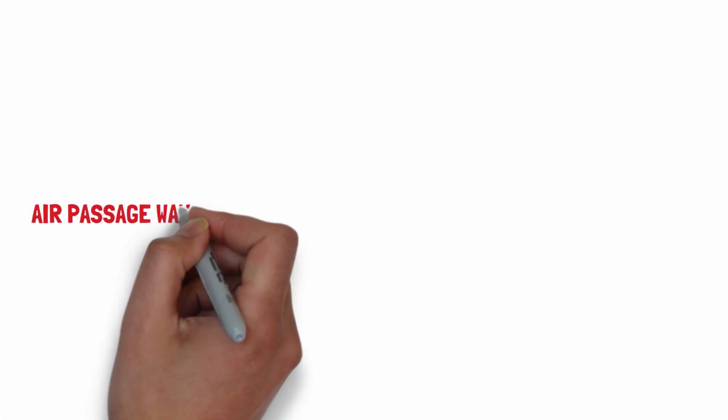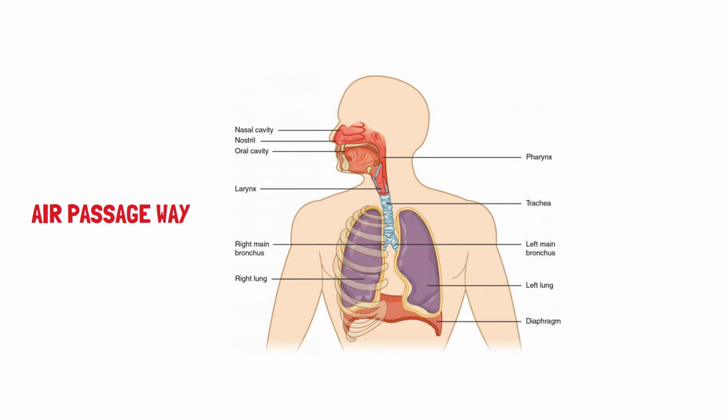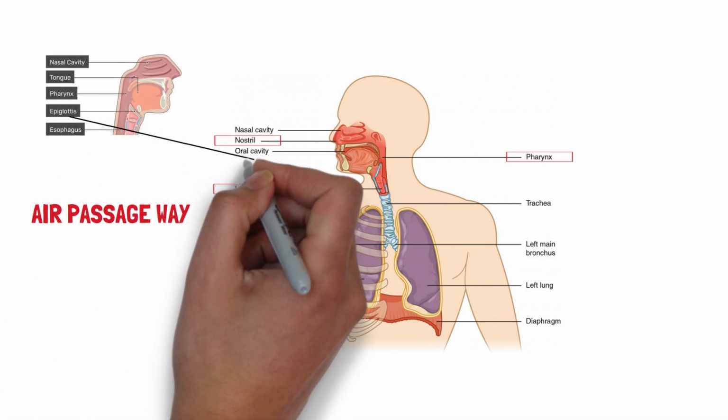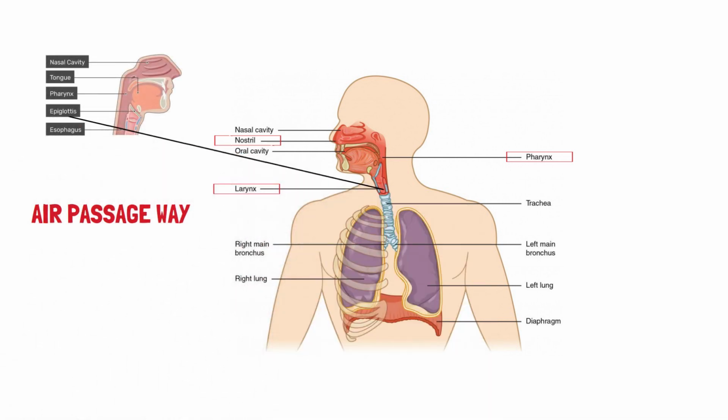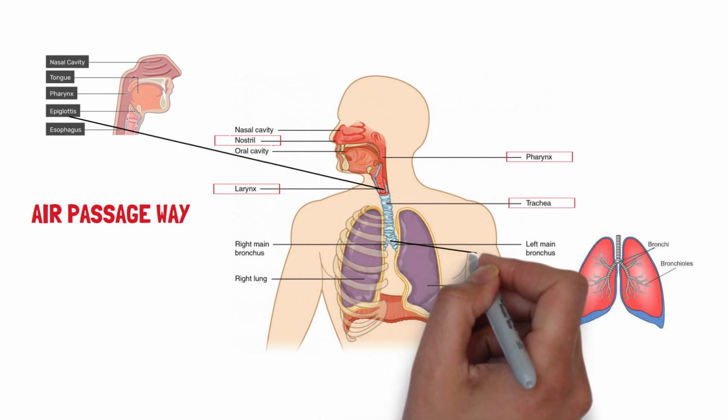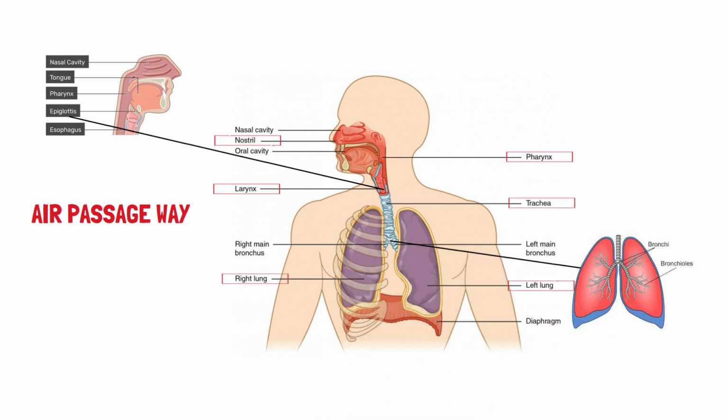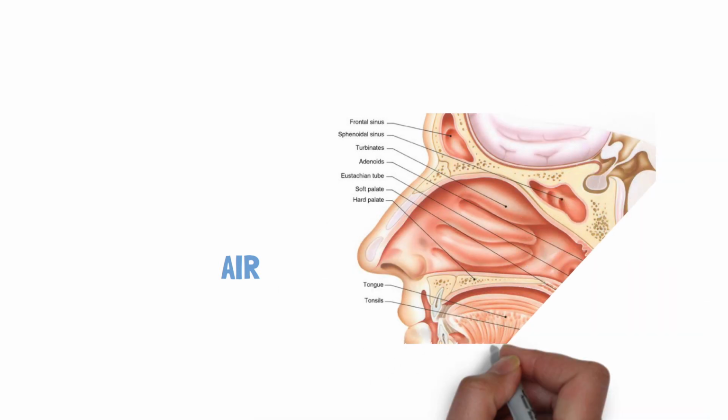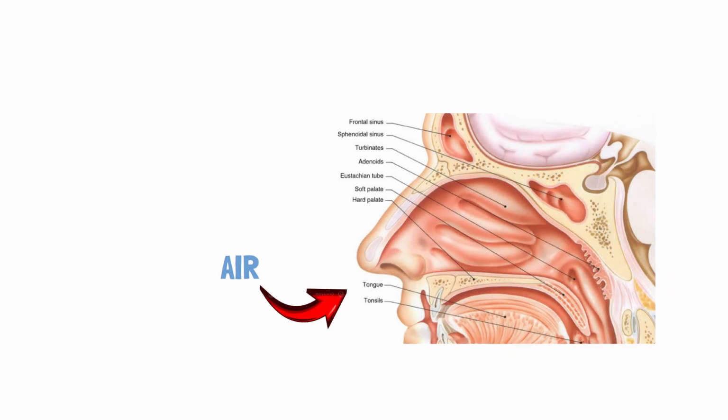The air passageway consists of nostrils, pharynx, and larynx with a lid-like cover called the epiglottis. After the larynx there is the trachea, then bronchi and bronchioles, and then the lungs, which are made up of millions of alveoli. Air from outside enters into the nasal sacs through the external nostrils.